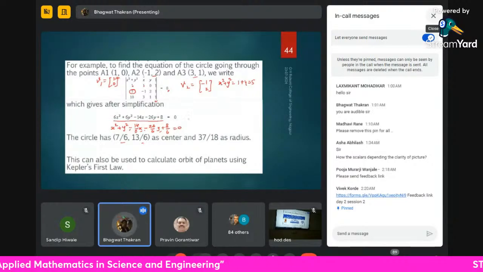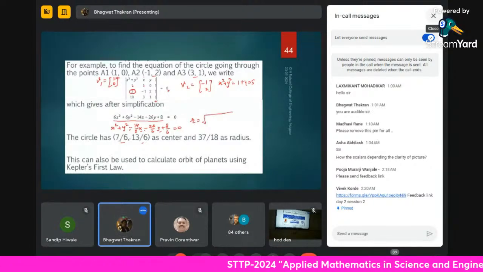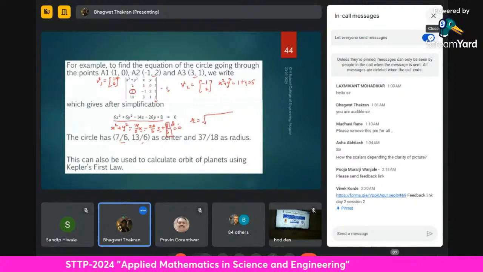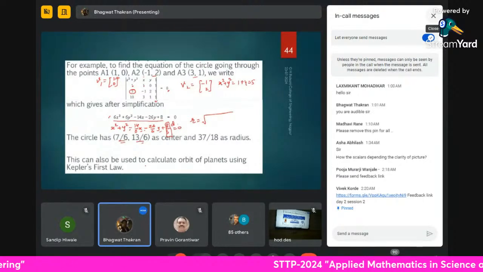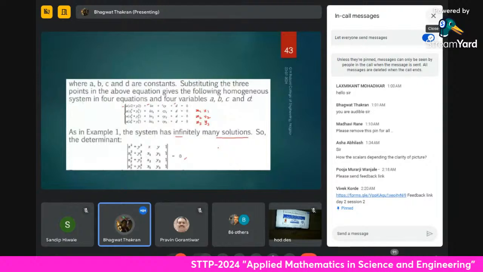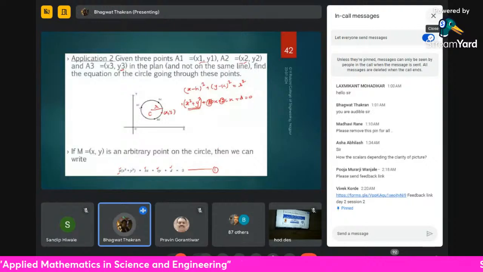And finding the radius of the standard equation, I have to consider the value of r to be the square root of the values defined in the center apart from this value d, using the formula of finding the radius. So this is my equation of circle, having the center 7 by 6 and 13 by 6 and radius 37 by 18, which we would like to calculate without the center, without the radius, but 3 points are known to us.